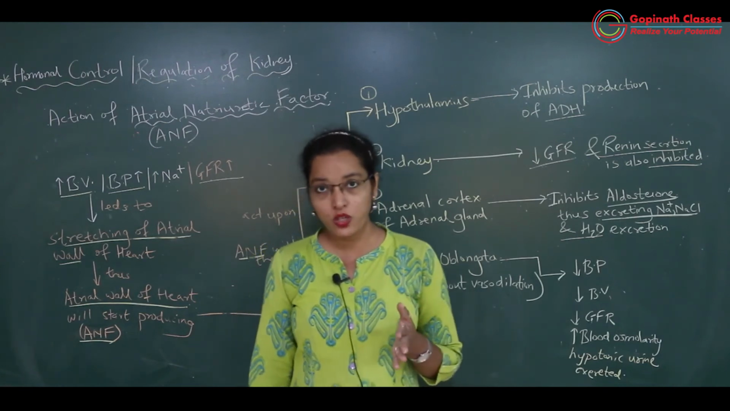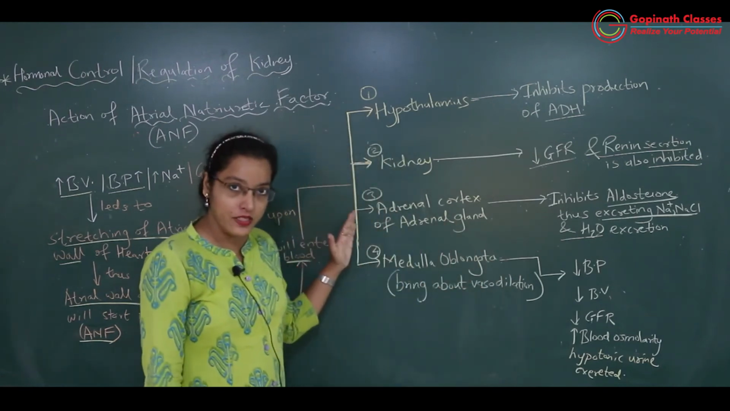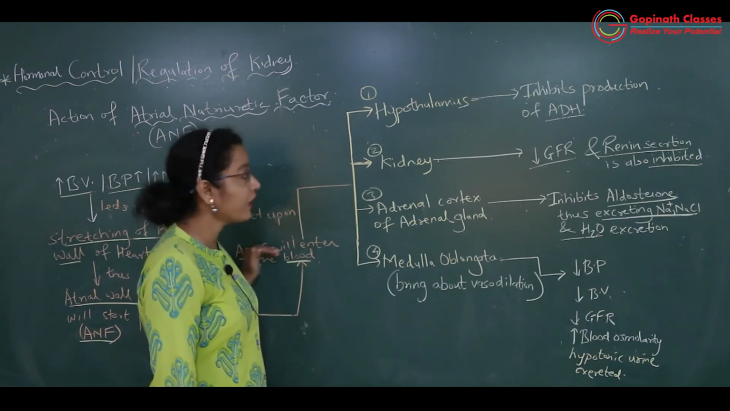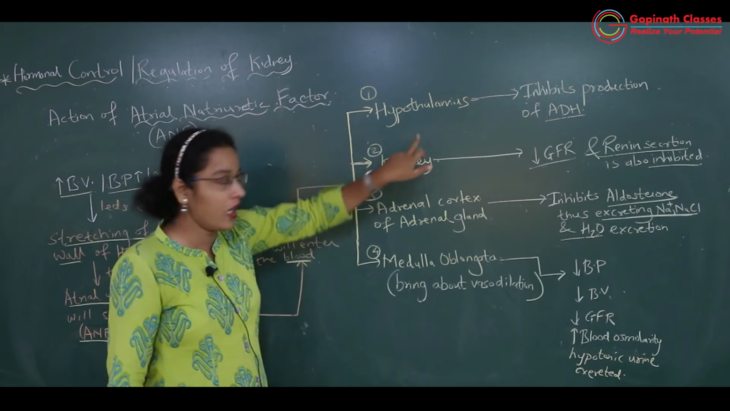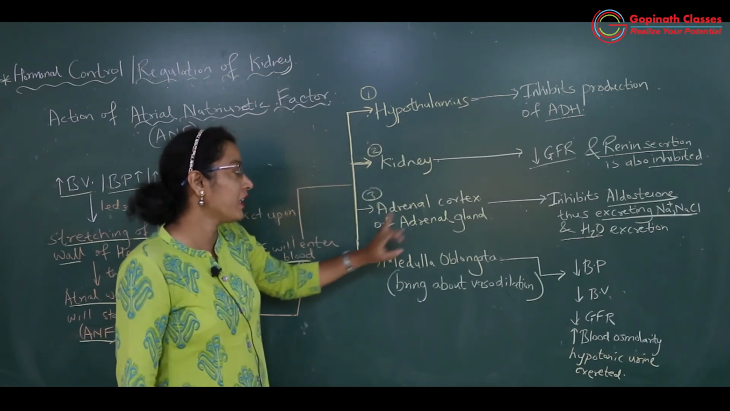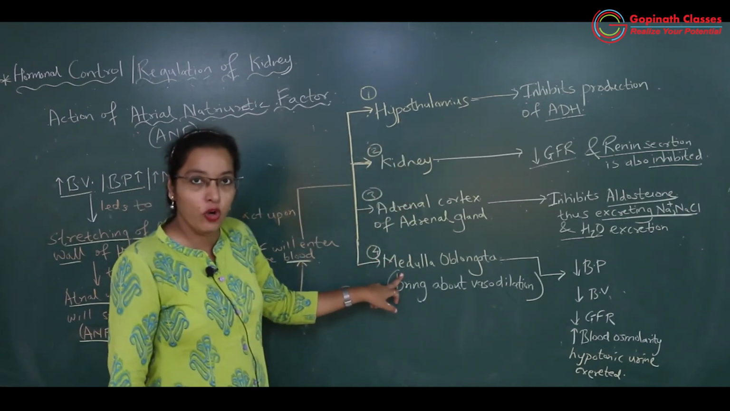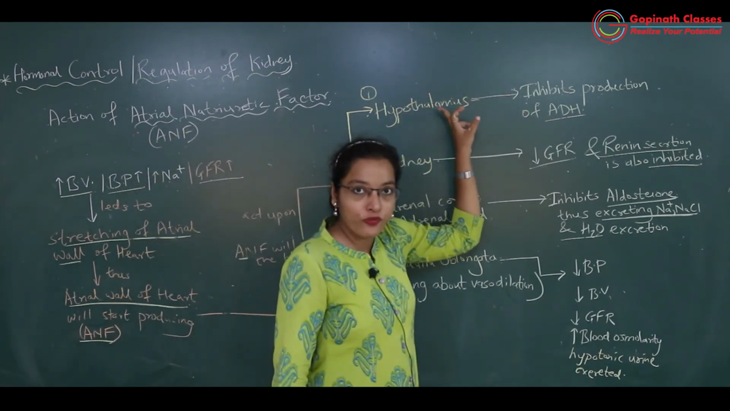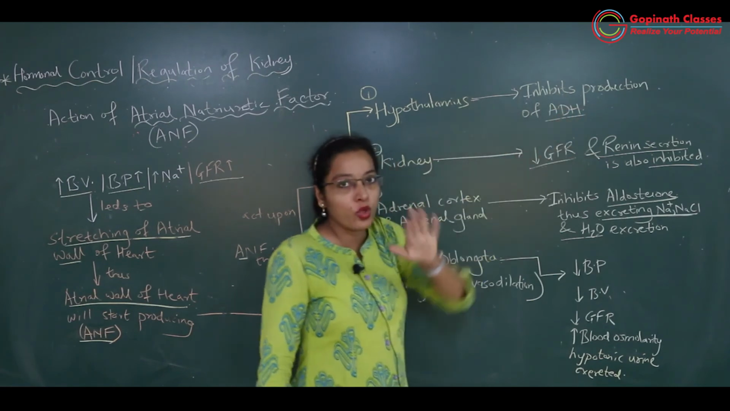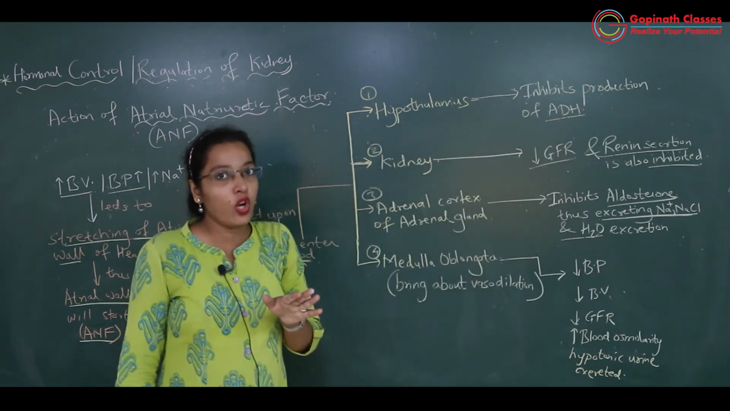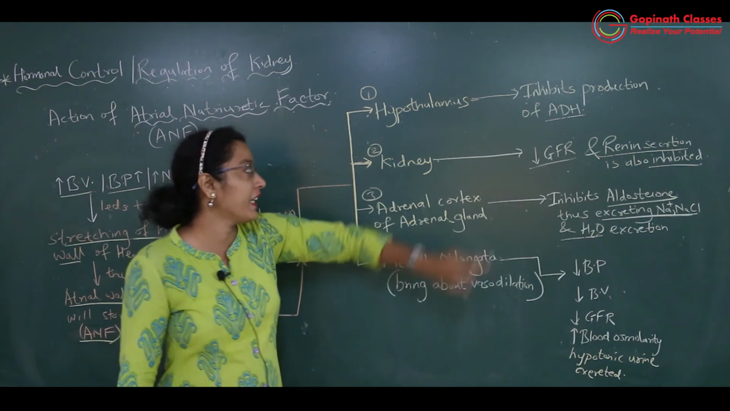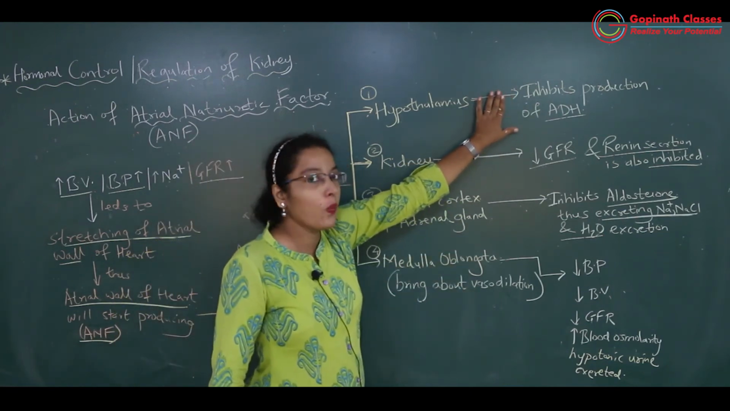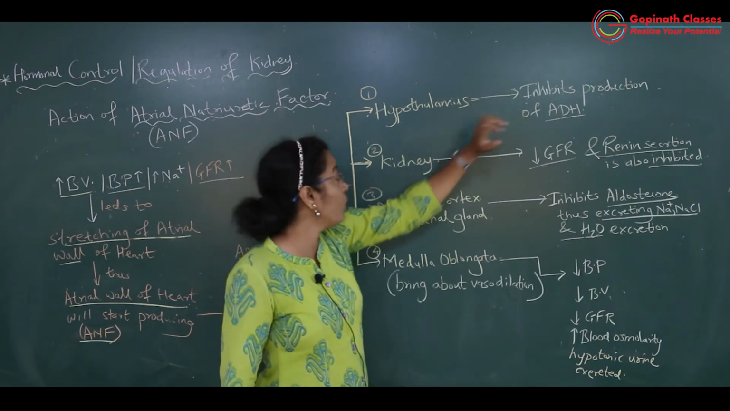So all of you understood what exactly happens if there is production of ANF. ANF जब भी प्रोड्यूस होता है तो ये चारों के ऊपर एक्ट करता है: hypothalamus, kidney, adrenal cortex of adrenal gland and medulla oblongata. Hypothalamus, it inhibits osmoreceptors of the hypothalamus, thus there will be no more production of antidiuretic hormone, thus preventing reabsorption of water. Okay, and BP will decrease and blood volume will decrease.